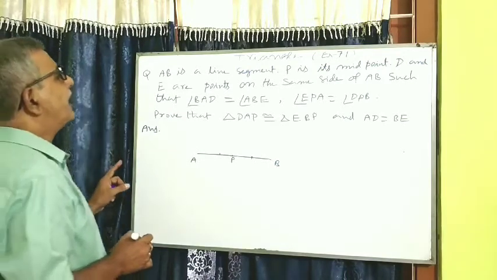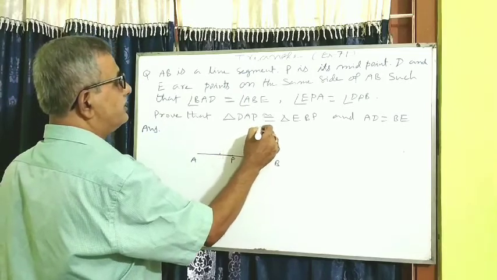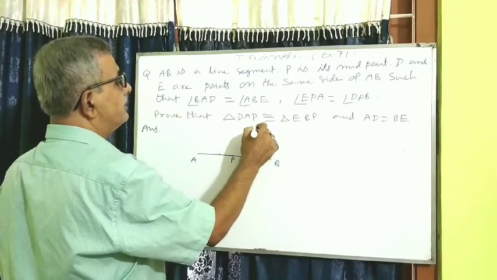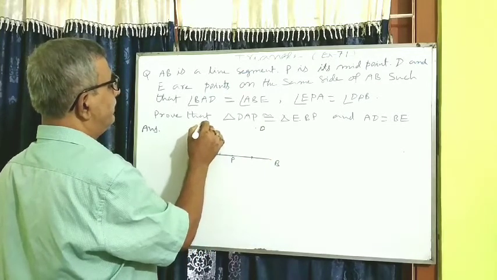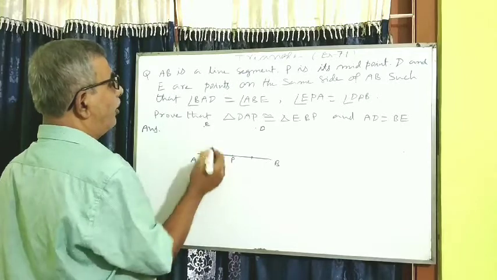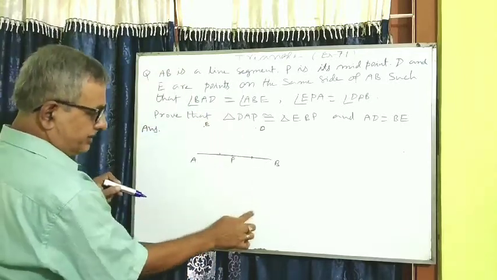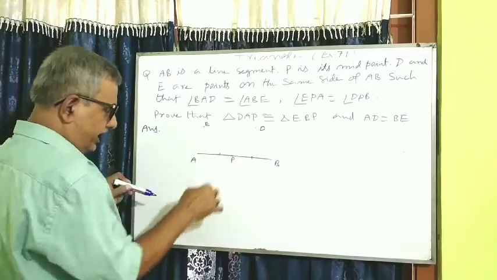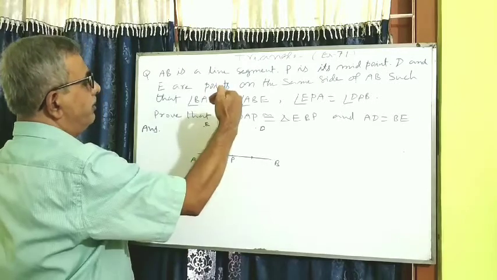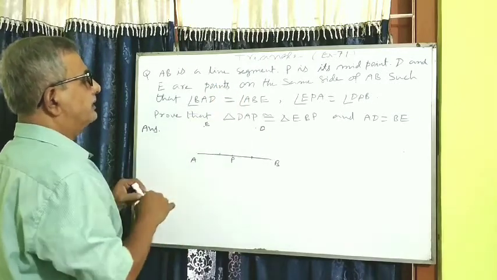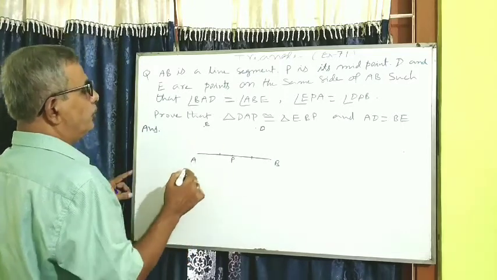D and E are points on the same side of AB. Here you see, this is D, and here is one point E, on the same side of AB. It is not like D is here and E is here, or E is here and D is here. It is not like that. D and E are points on the same side of AB. Now, what are the things given?